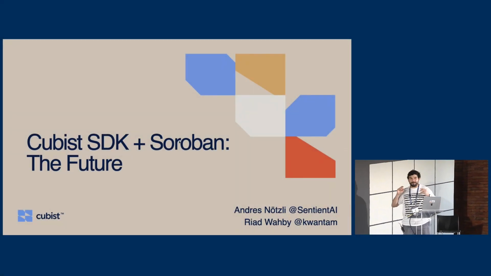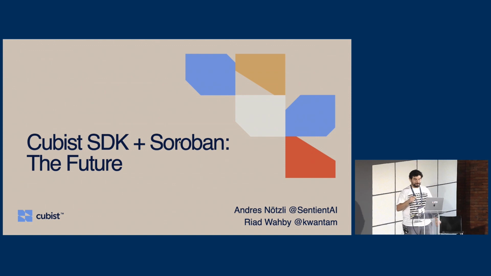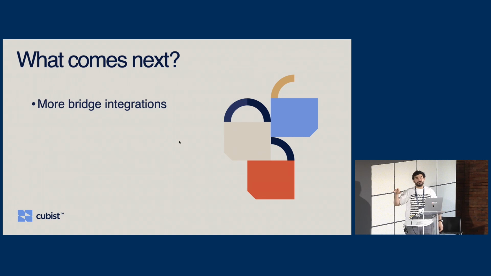live. Okay, so what does the future look like? So this is, I guess, the immediate future. We're going to release the Soroban version of it very soon. But after that, what are we doing? So more bridge integrations. As Andres pointed out, you have this configuration file, right? And in that configuration file, if I want to switch from using my test local bridge to using, say, Axelar, I change one line in the configuration file, I recompile, and I'm ready to go.